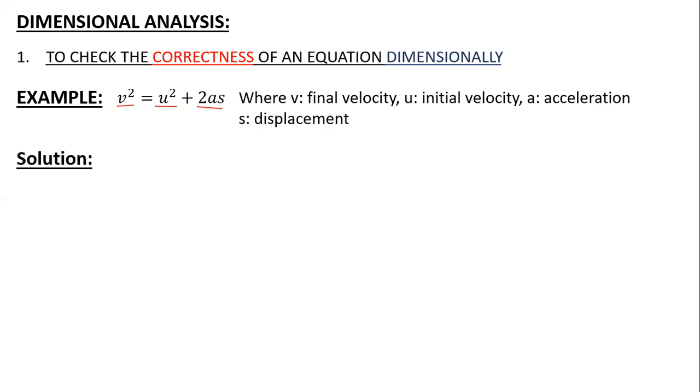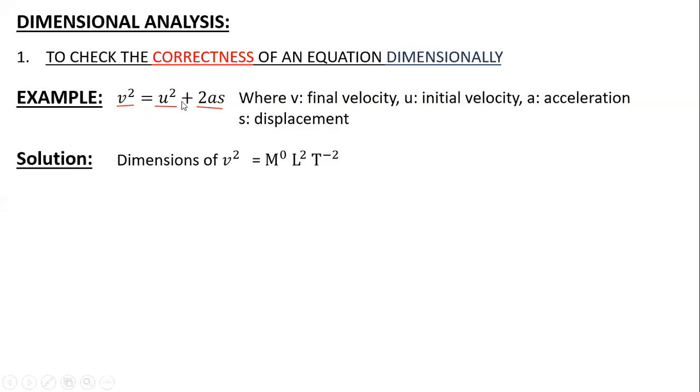So if I go for the dimensions of V square, velocity is meter per second, so the square of that will be meter square per second square. Your mass is not included, so M power will be 0, L power will be 2, and T power will be minus 2. That is the first one, the dimensions of V square.